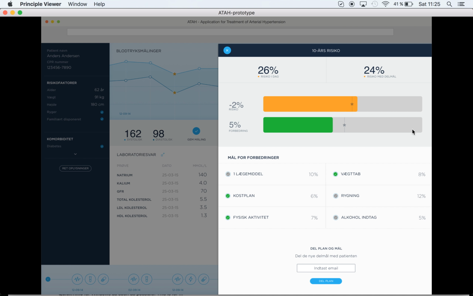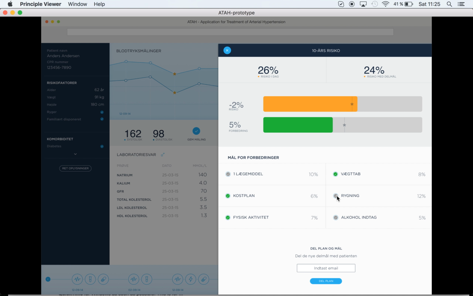We can see that the system has calculated a 26% risk of developing a cardiovascular disease for this particular patient. That means that they have a 26% risk of getting a stroke in their heart or in their brain. Down here in Danish, we have a number of scenarios that the patient can select to further reduce the risk of developing cardiovascular disease. One of them is smoking, and this will lower effectively the risk with 12%.